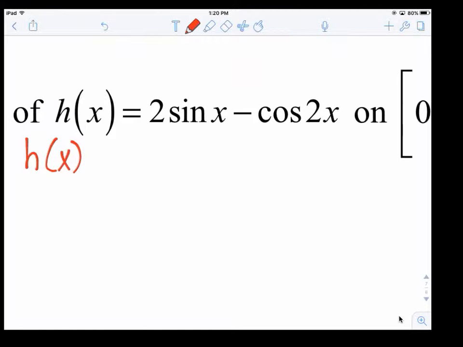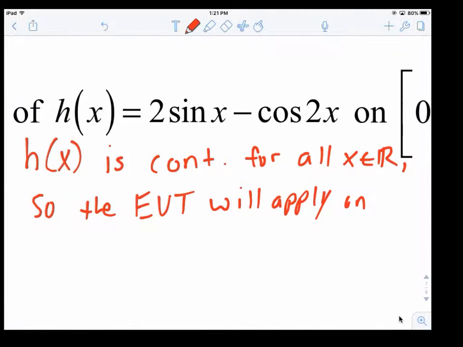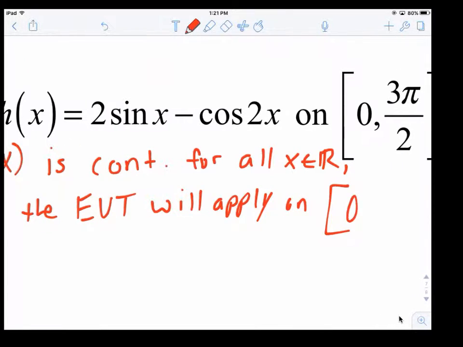You could say, h of x is not continuous, so the EVT does not apply, but you'd still have to see. h of x is continuous for all x. So the EVT will apply on 0 to 3 pi over 2.